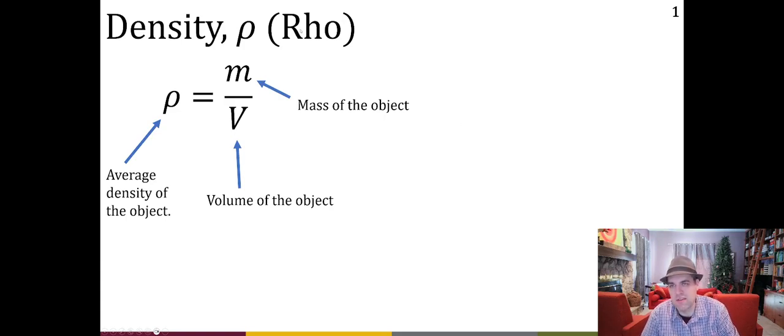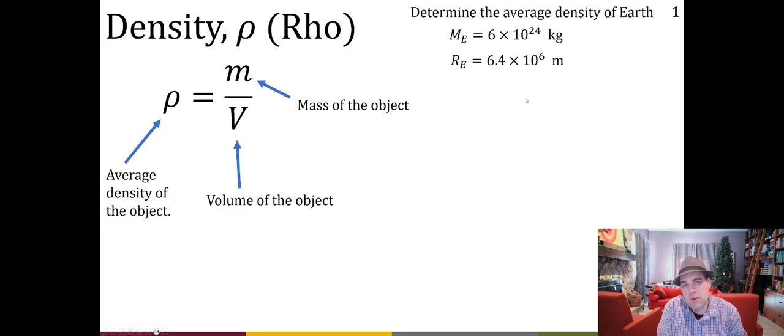We're going to start talking about density, which uses the Greek symbol rho, that's this symbol here. Now density is just the mass of an object divided by the volume of the object. Let's say we wanted to determine the average density of Earth. Well, here's the mass of the Earth, and also here's the radius of the Earth.